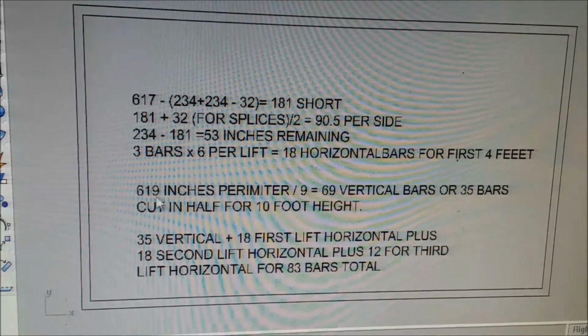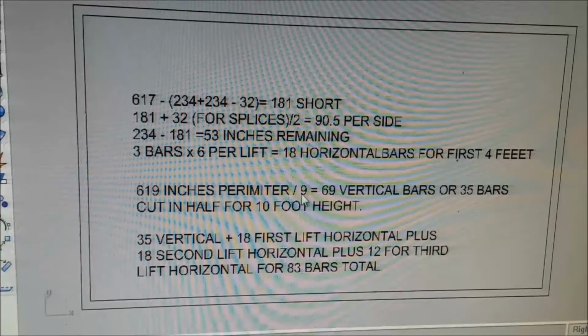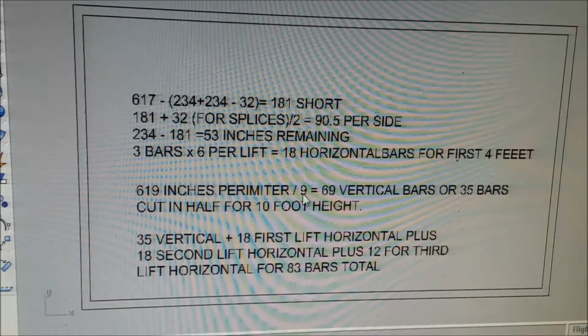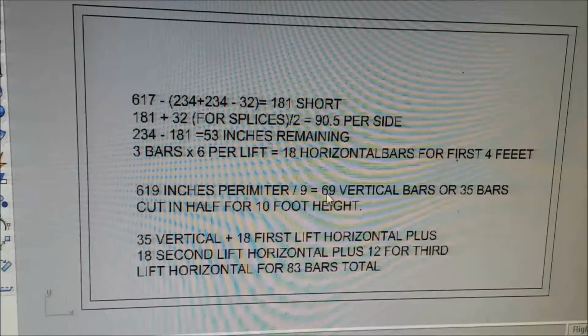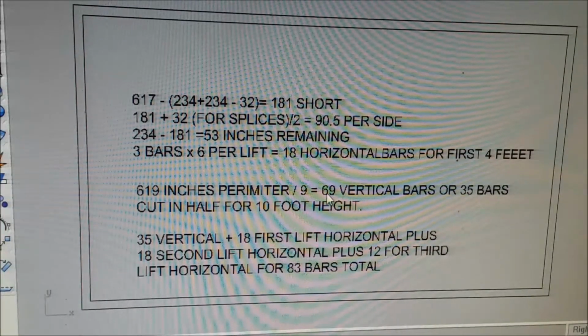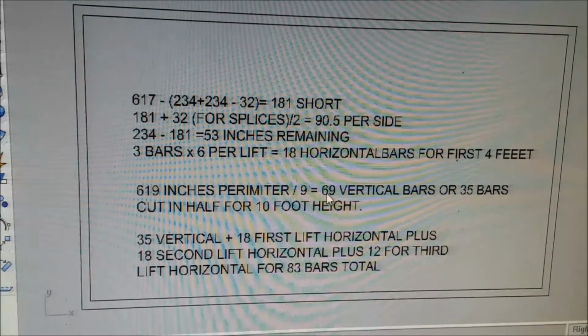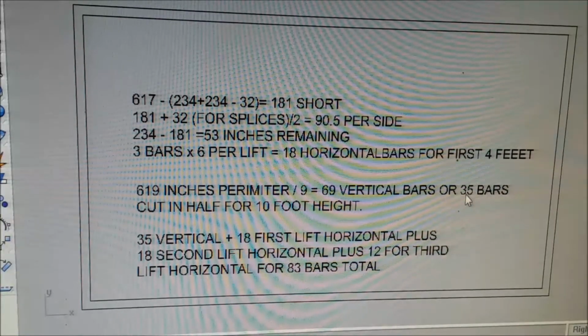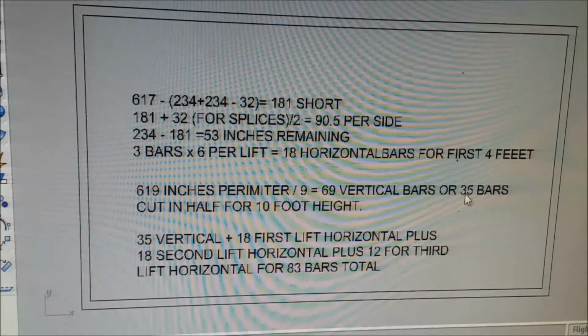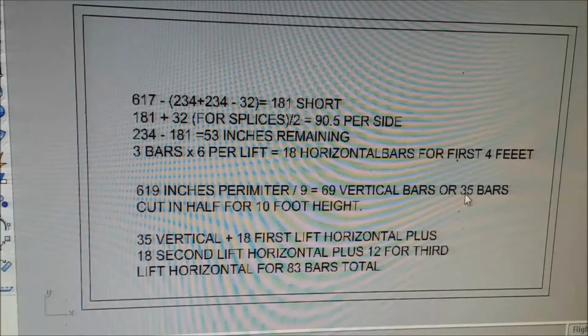So we're going to divide the length of the perimeter by the 9-inch centers to come up with 69 vertical bars. We're going to cut 35 bars in half. That'll give us 70 pieces.